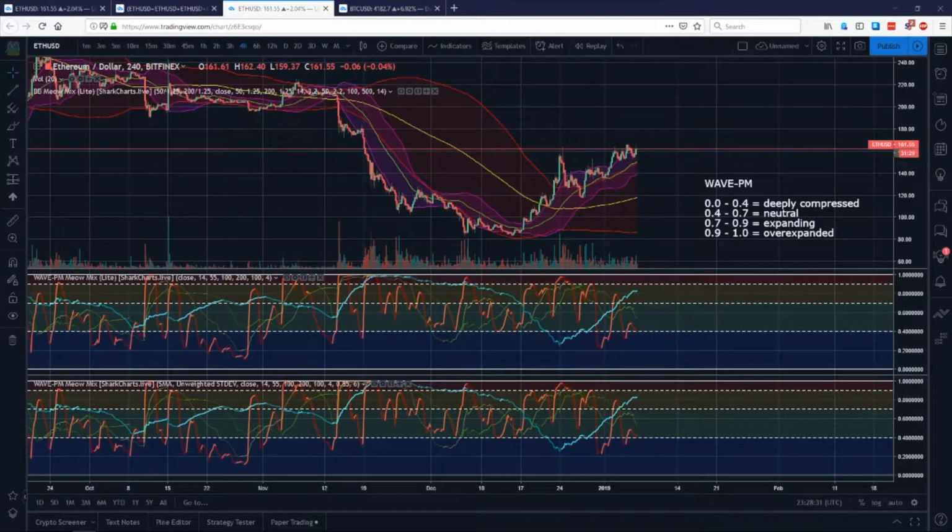So, in one sentence, Wave PM is an indicator for reading out the relative expansion and contraction state of Bollinger Bands for a given period length and a point in time. It's a key indicator that we use in the strategies at Shark Charts and in the calls. And it's originally published as a MetaTrader 4 script in Mark Whistler's book Volatility Illuminated.